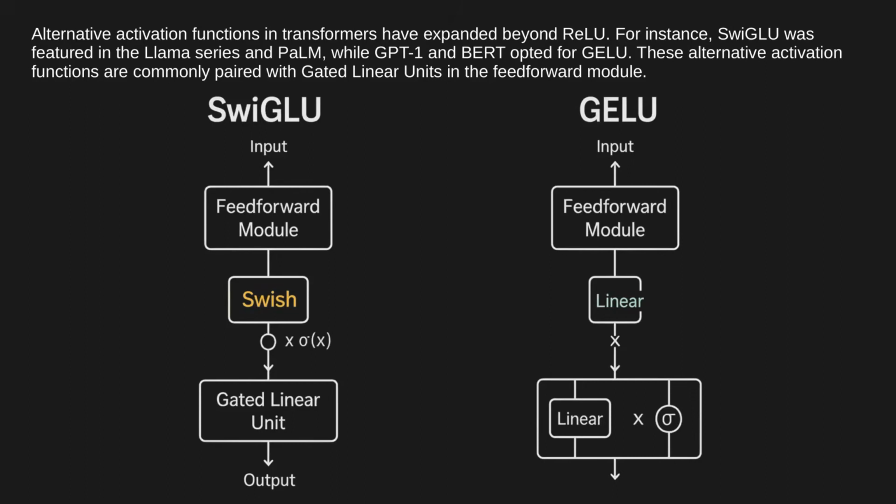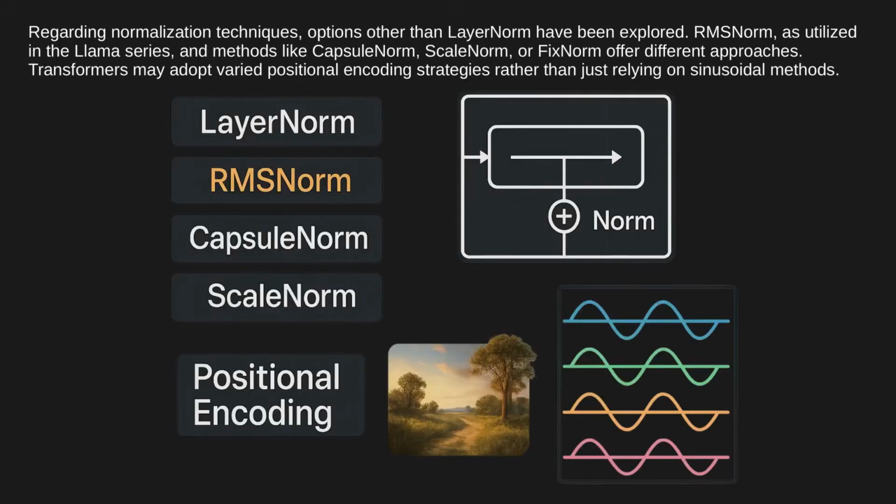Alternative activation functions in transformers have expanded beyond ReLU. For instance, SwiGLU was featured in the Llama series and PaLM, while GPT-1 and BERT opted for GELU. These alternative activation functions are commonly paired with gated linear units in the feed-forward module. Regarding normalization techniques, options other than layer norm have been explored. RMS norm, as utilized in the Llama series, and methods like capsule norm, scale norm, or fix norm offer different approaches. Transformers may adopt varied positional encoding strategies rather than just relying on sinusoidal methods.